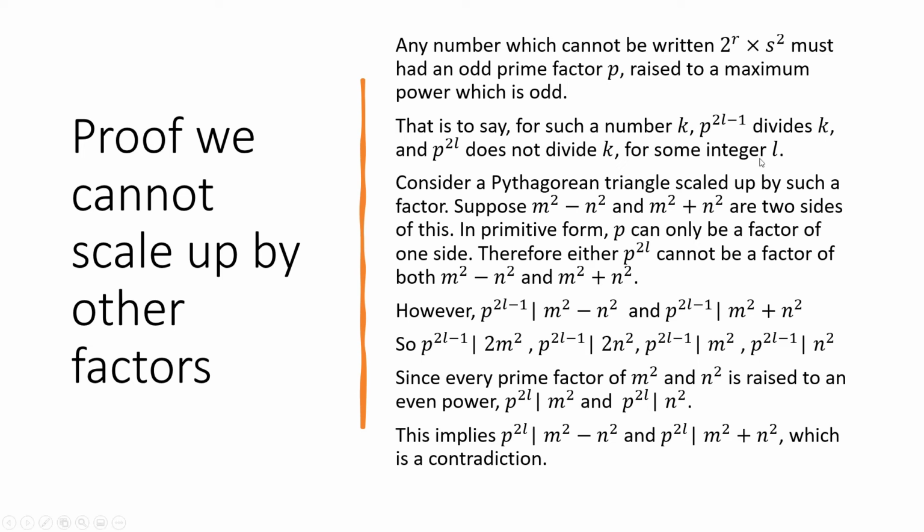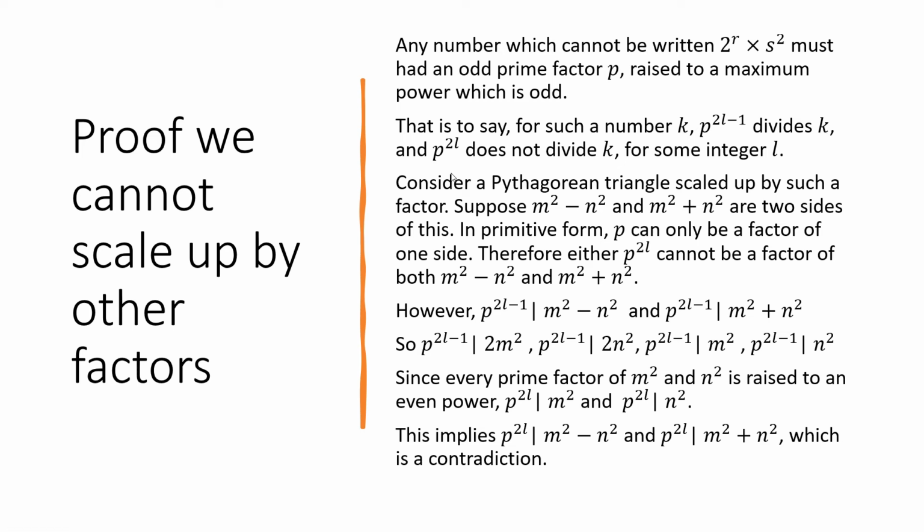So any number which cannot be written in this way must have an odd prime factor p raised to a maximum power which is odd. So I'm going to call it 2l minus 1. That's my odd number. So scaling it by a factor of k, p to the power of 2l minus 1 is a factor of k, but p to the 2l, the next number up, is not a factor of k.